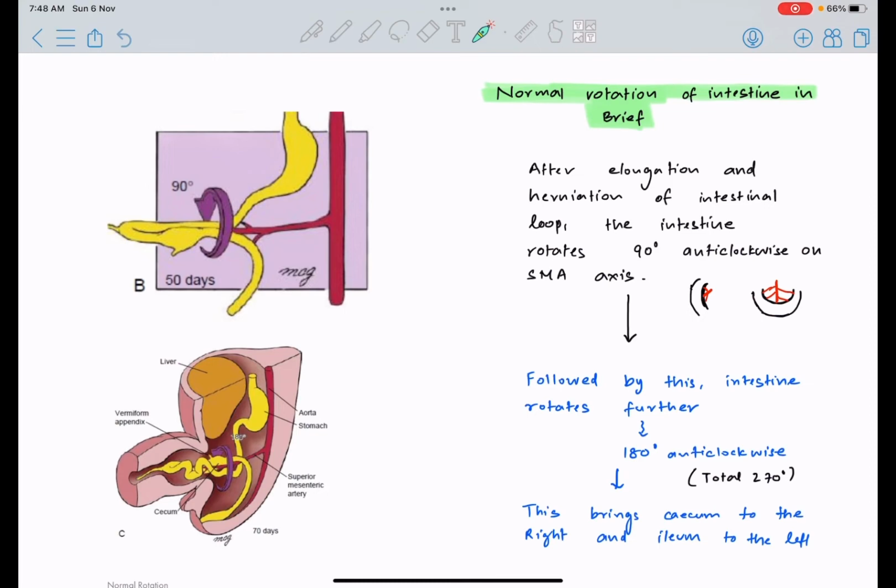Now let us look at the normal rotation of the intestine in brief. The small intestine initially elongates and herniates out. We all know that. After elongation and herniation of the intestinal loop, the intestine first rotates 90 degrees anti-clockwise on the superior mesenteric artery axis. This is followed by the intestine rotating a further 180 degrees anti-clockwise. So the intestine after herniating rotates a net amount of 270 degrees anti-clockwise.